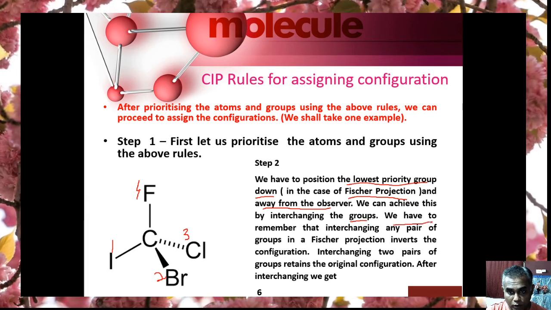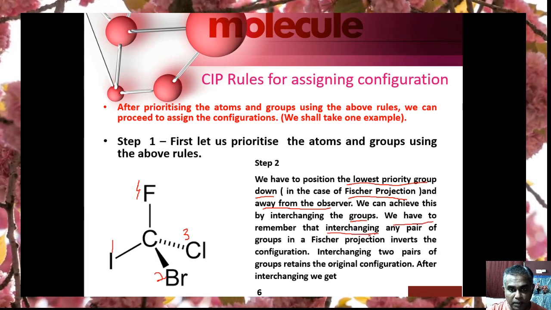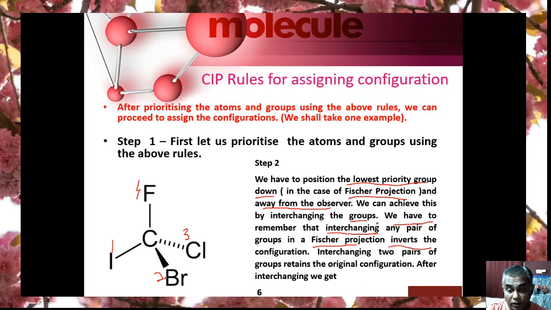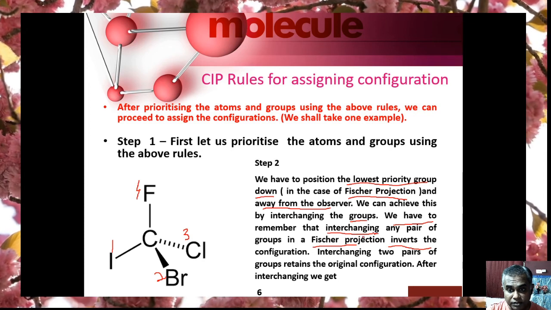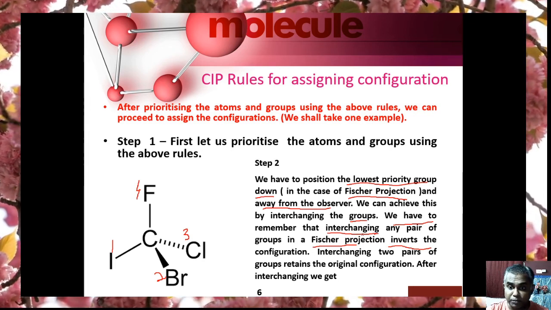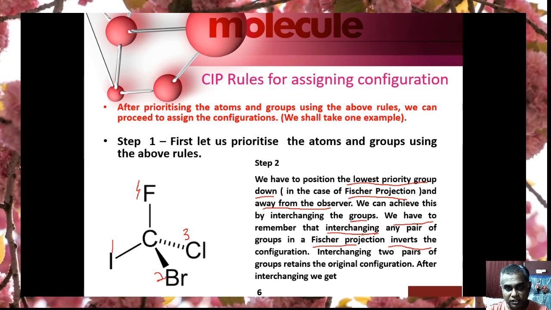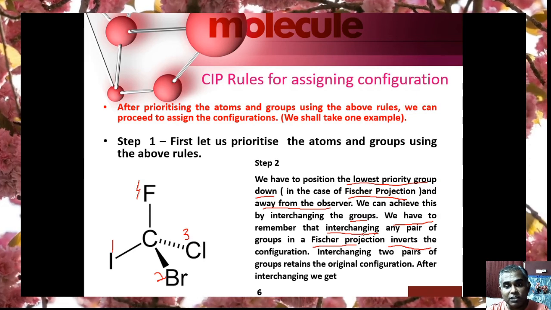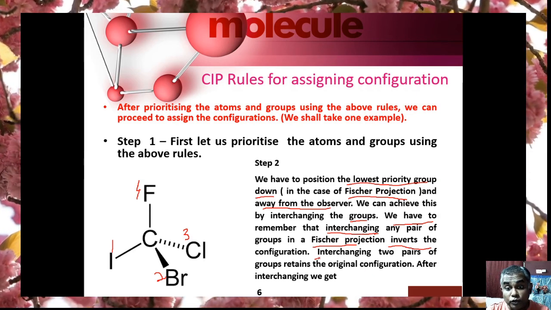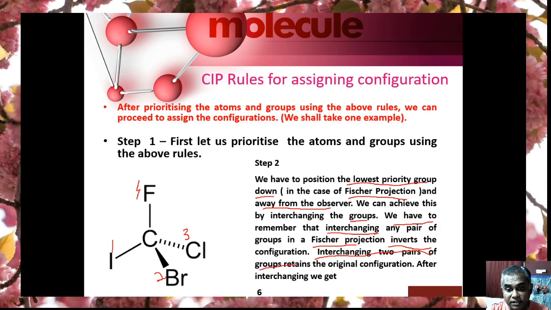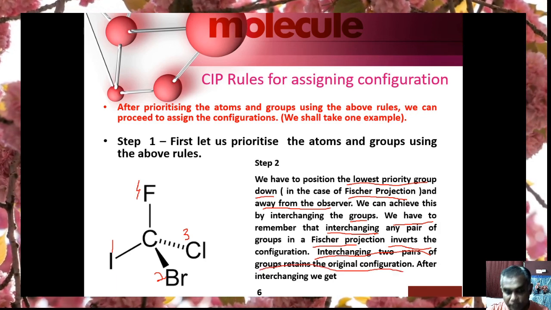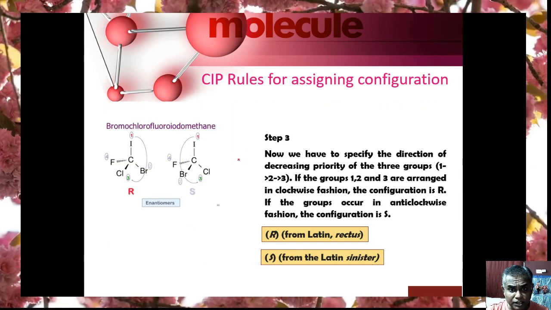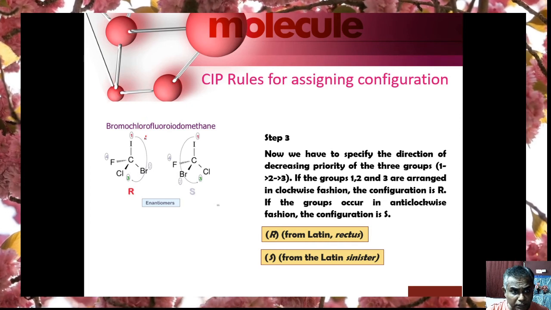We have to remember always that interchanging any pair of groups in a Fischer projection inverts the configuration. I repeat, interchanging any pair of groups in a Fischer projection inverts the configuration. Say, for example, if you have an R isomer and you simply interchange one pair of groups, you will end up with an S configuration. Interchanging 2 pairs of groups retains the original configuration in a Fischer projection. Now after interchanging, we get this particular position.